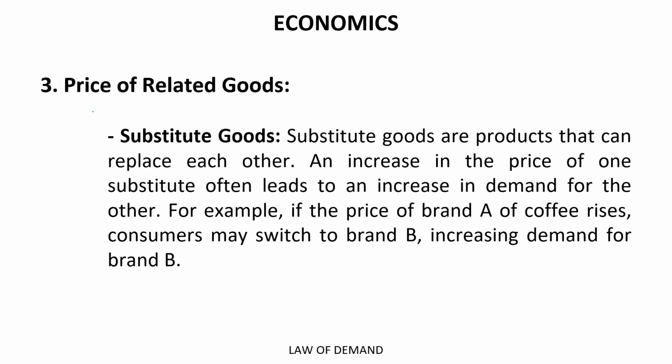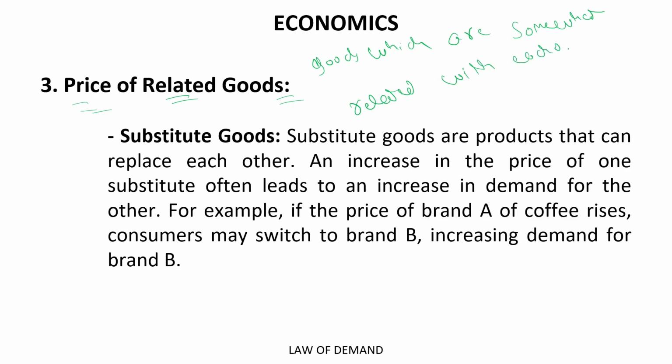Now move forward. Now we have the price of related goods. Remember, I told you about related goods in the previous lectures. Goods which are somewhat related with each other. So those goods which are somehow related with each other come under the category of related goods, and they could be substitute or complementary. So first we will start with the substitute goods.